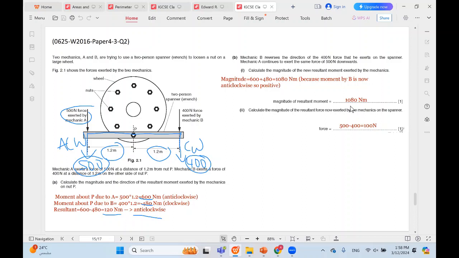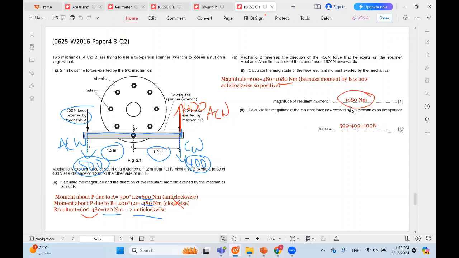Mechanic B reverses the direction of the 400 Newton force that he exerts on the spanner, but mechanic A continues to exert the same force downwards. So now instead of mechanic B pushing down, mechanic B is now going to push up. The issue with that is now that the 400 Newton force is now also anti-clockwise. So instead of subtracting, we're going to add the two forces together because now they're both anti-clockwise. This is no longer clockwise. They're supporting each other. So now we're just going to add the two moments together and we get 1080 Newton meters.